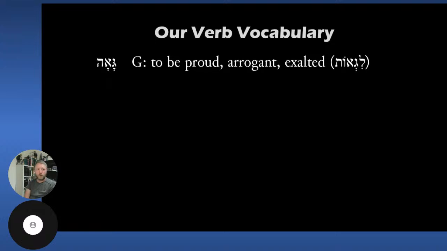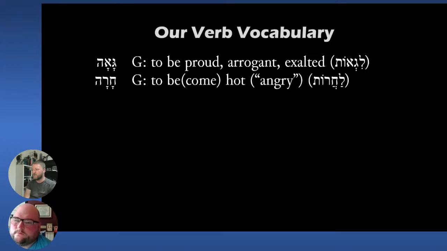It's related to the word gaon, which means arrogance or genius also. It's also related to the word ge'e. Ge'e means proud. And ga'ava is pride. Chara is to get hot or angry. Lacharot, especially in the expression chara apo, which is vayichar apo.